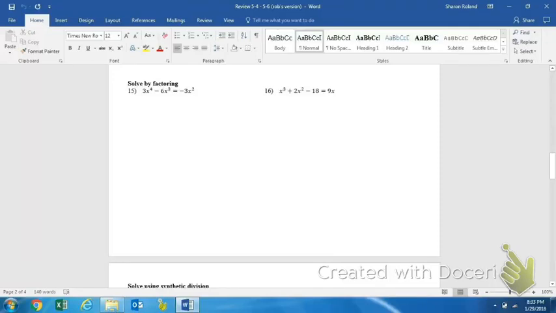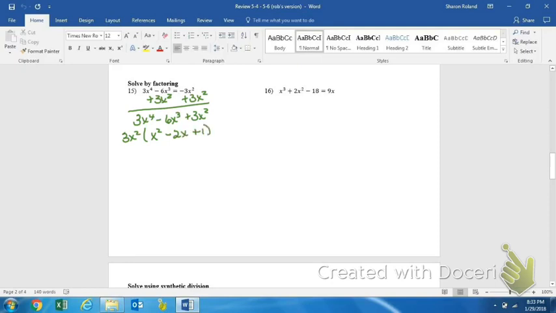Okay, to solve by factoring, everything has to be on the same side. So we're going to add 3x squared to this side. And you have 3x to the fourth minus 6x to the third plus 3x squared. You can factor out 3x squared, and you're left with x squared minus 2x plus 1.